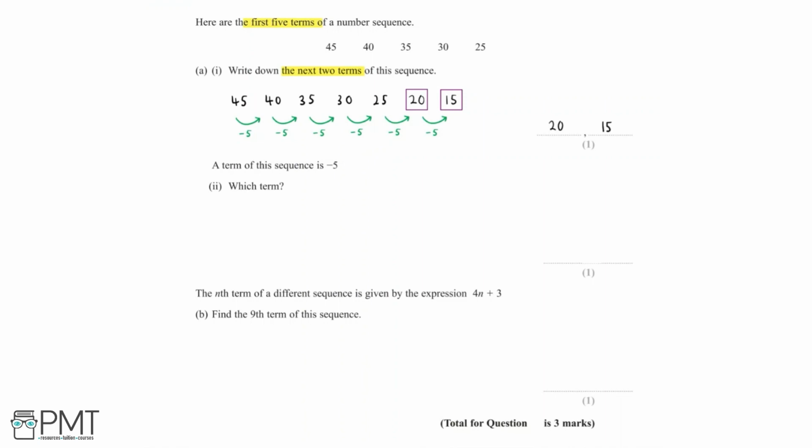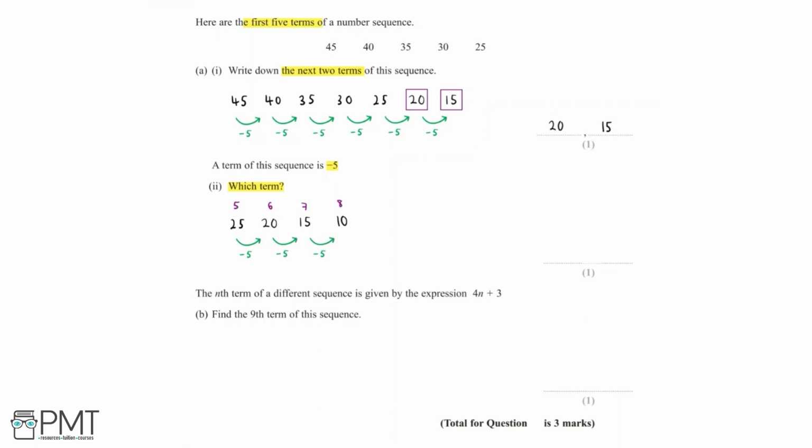We're then told that a term of the sequence is minus 5. And in part a(ii), we need to find out which term this is. Now using the information given to us in the question and our answer to part a(i), we know that the 5th, 6th and 7th terms of the sequence are 25, 20 and 15. Now we can take away 5 again to find the 8th term, which would be equal to 15 take away 5, which is equal to 10.